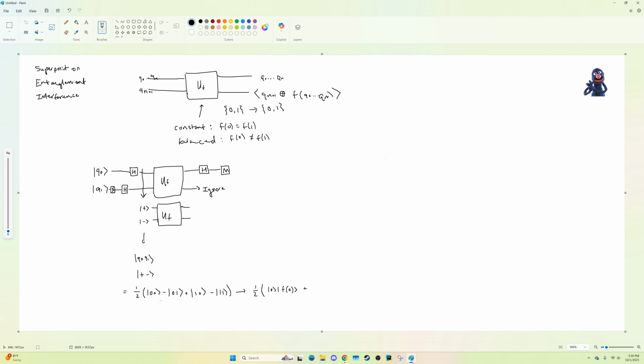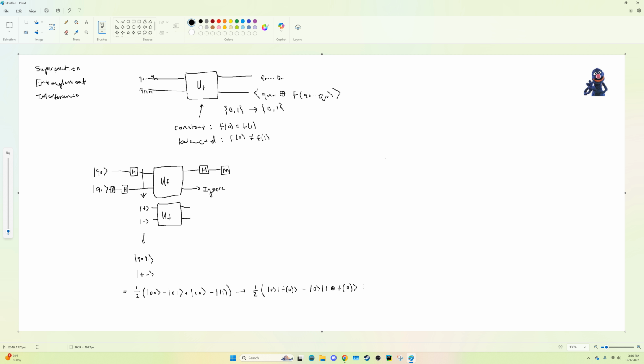And then we're going to continue this for the rest of the vectors. So this should be minus, and we keep the first input, first ket vector. And then for the second one, for a 1, what happens is a 1 is put into q of n plus 1: 1 XOR f of 0. And it's f of 0 because it's the same value as right here.